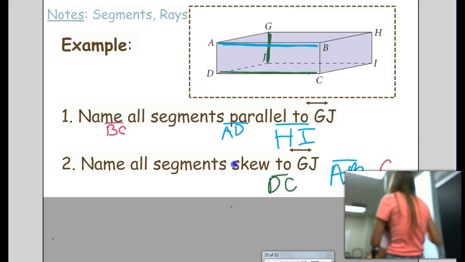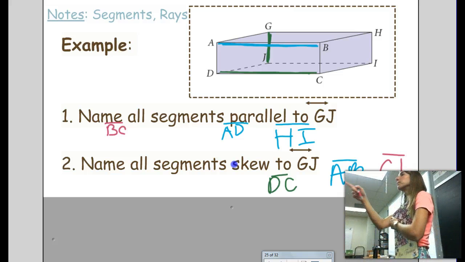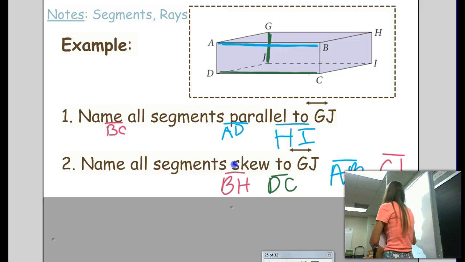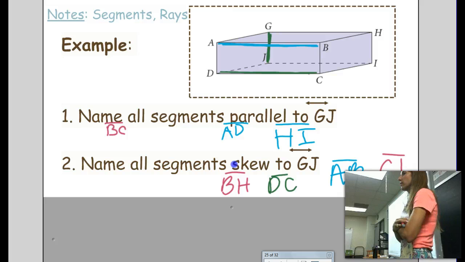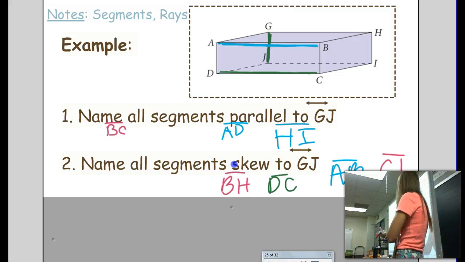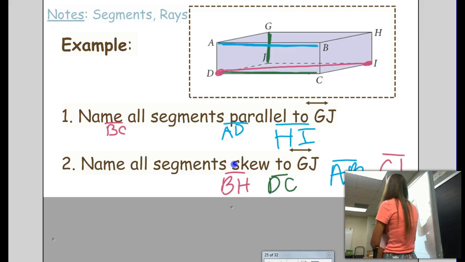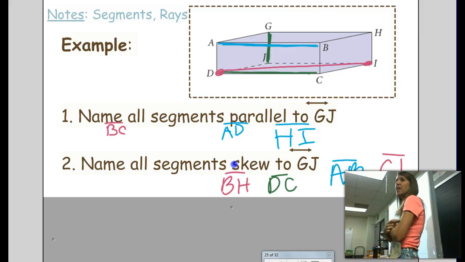CI. Ding, ding, ding. That's correct. Who else? BH. Ding, ding, ding. Also skew. Anyone else? There's more. Did you ever think of this? What about DI? Did you ever think of shooting through the box? Think outside the box, guys. Literally. DI is skew to GJ. You're totally welcome to shoot through there. Okay.